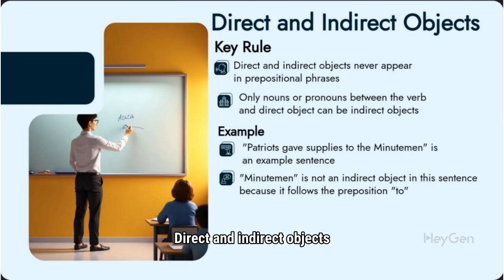Indirect objects never appear in prepositional phrases. Only nouns or pronouns between the verb and direct object can be indirect objects. For example, in "Patriots gave supplies to the Minutemen," Minutemen is not an indirect object because it follows the preposition "to."